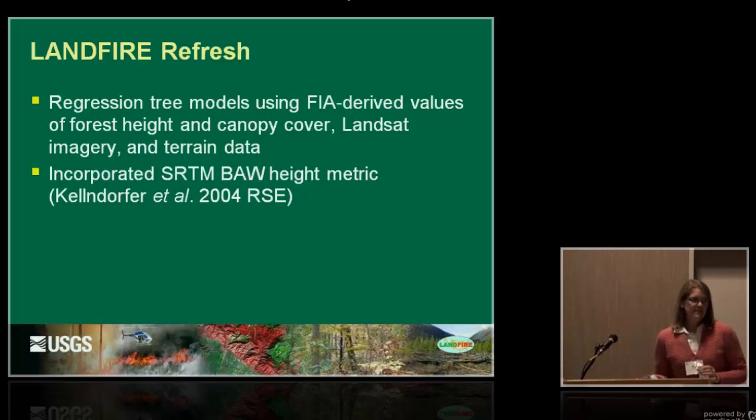Landsat imagery stayed the same, or 3 dates of Landsat imagery, and it was the same data set as was used before, and the terrain data as well. For the height mapping, we incorporated the Shuttle Radar Topography Mission basal area weighted height product that was developed by Joseph Kellndorfer and colleagues at the Woods Hole Research Institute in Massachusetts. I'll talk a little bit more about that in the future, but that is a good reference. Kellndorfer 2004, if anybody's interested in this, they really describe their process very well.